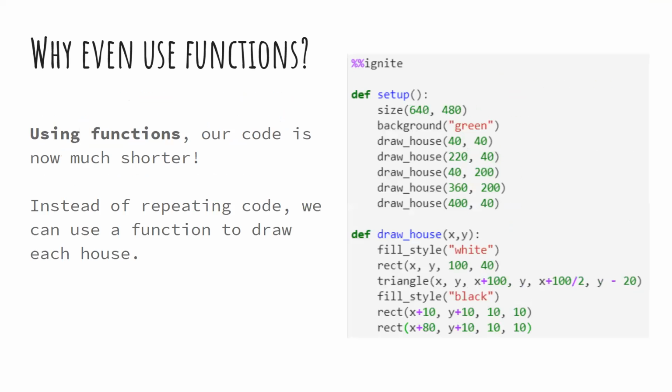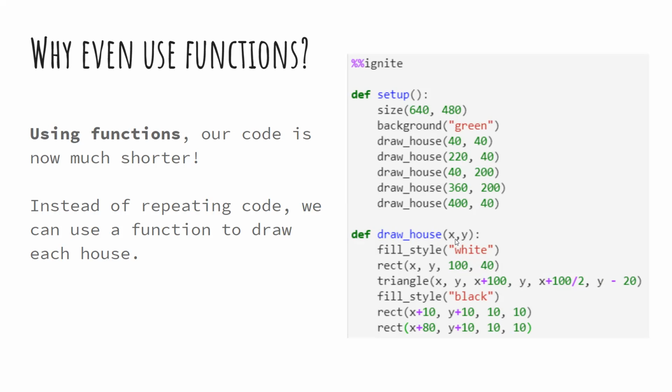Okay, so here comes the benefits of functions. Using functions, our code is now much shorter. Instead of repeating the code, we can use a function to draw each house. Over here, you can see that inside of the setup function, we've called this draw house function. Before calling the draw house function, let's create it over here.